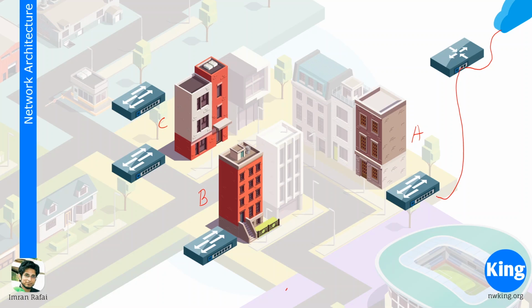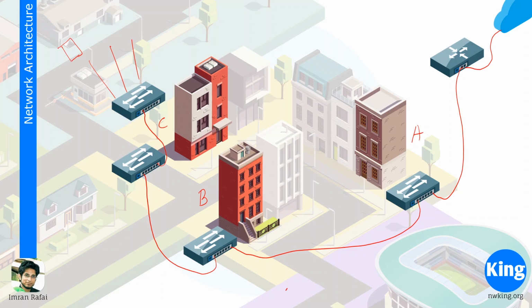From the router, we loop to another switch in building A. From building A, we loop to the switch in building B. From building B, we loop to the building C switch, and then another loop to the second switch in building C. Let's assume each of these buildings has 100 users, and these switches, of course, are connected to end devices.